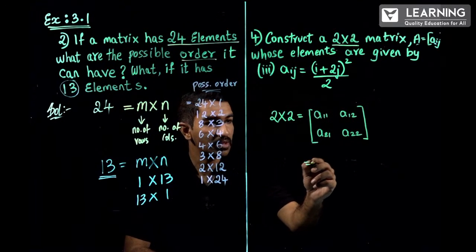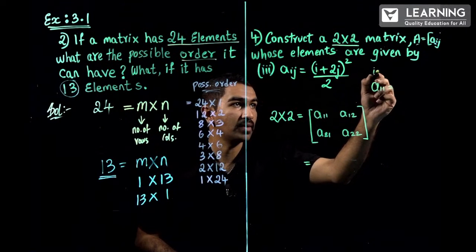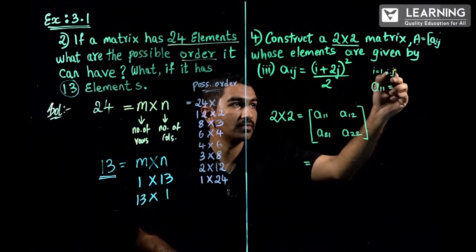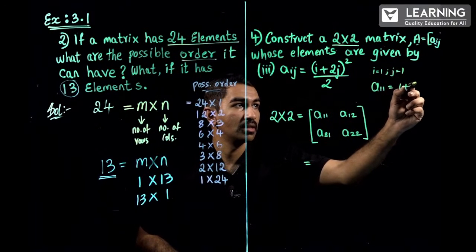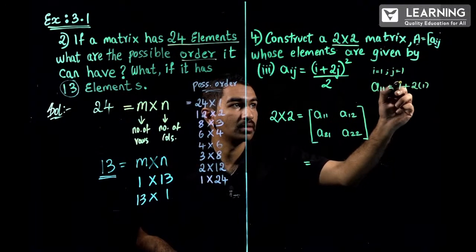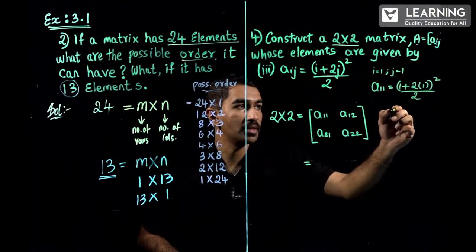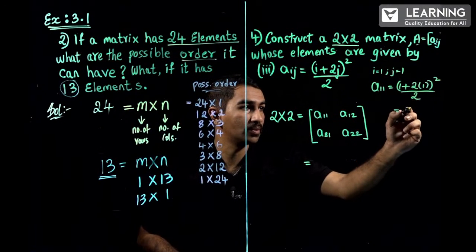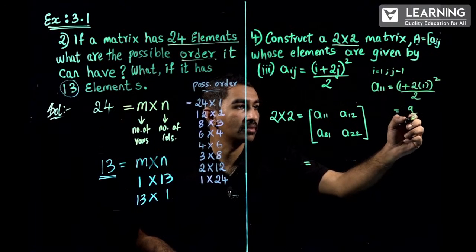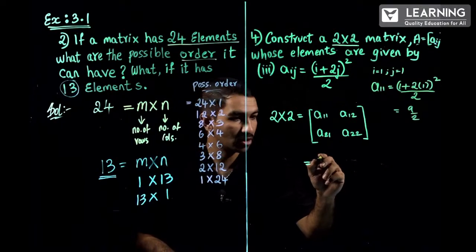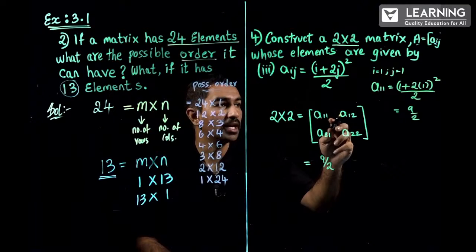So now what can we write for A11? See here, A11 means in the place of I we have 1, in the place of j also we have 1. Now (1 plus 2 of 1) the whole square by 2. So how much is that? 1 plus 2 is equal to 3. 3 square by 2, that is nothing but 9 by 2. Correct? So A11 is nothing but how much, students? 9 by 2. Similarly, A12 will be how much?